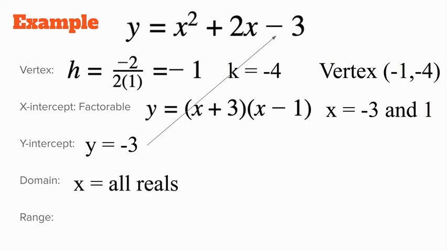Your domain is always going to be all reals. And then your range, because you have a positive stretch factor, that means you have your normal U-shaped parabola. So my vertex is the lowest point, and so my range is going to be y is greater than or equal to -4.